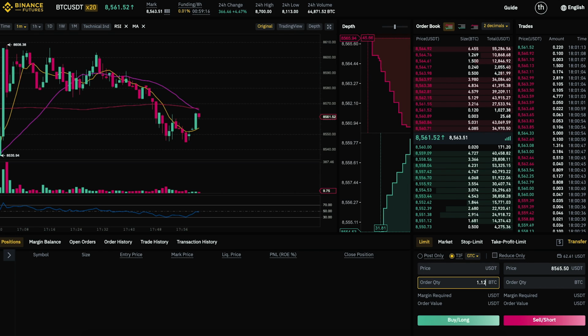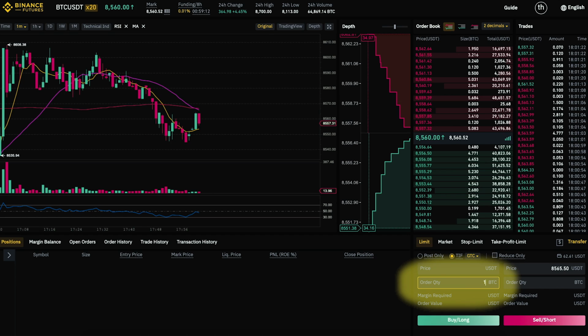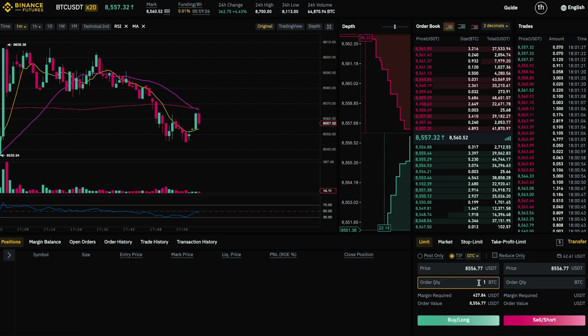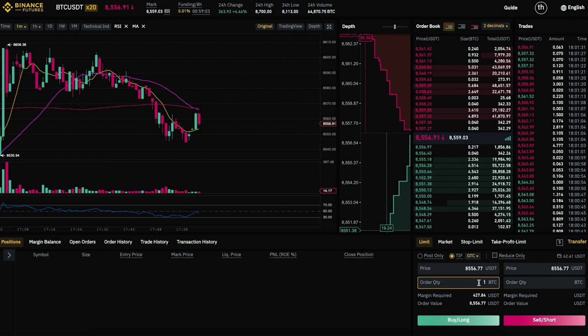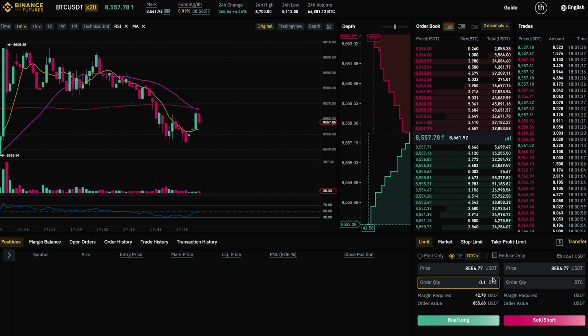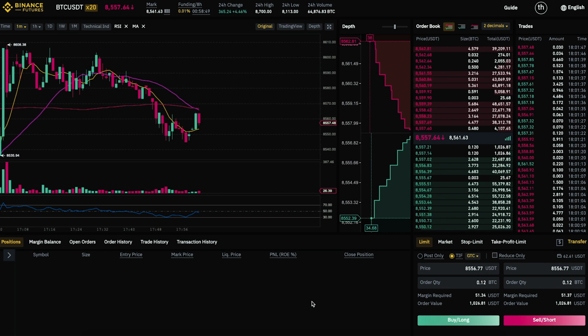So I'm going to set my order quantity to 0.12, and you can see if I used a full 1 Bitcoin, the margin required would be $427 to control $8,500 worth of Bitcoin right now. So we're going to go back to using 0.12 actually. So that's $50, and we're going back to look. Here we are. There's no rush. We just want to make sure we know where the market's about to go.